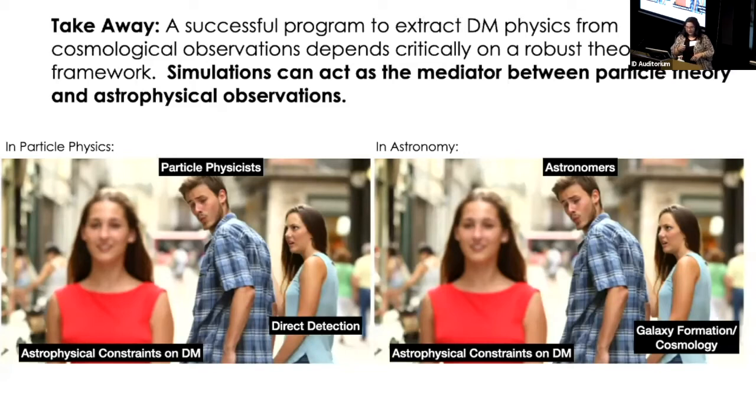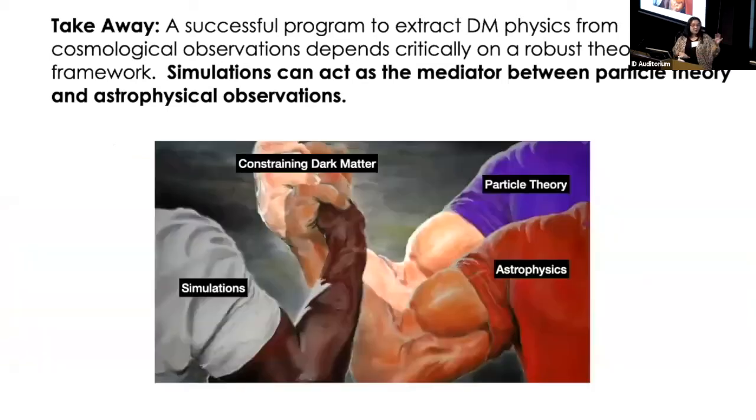And so in the last few years, in astronomy, people like me have been like, astrophysical constraints on dark matter, right? And in the particle community, particle physicists, in light of direct detection only giving limits, have started to look towards astronomy. And we've been kind of working in parallel when things should really look like this, okay? Particle theory and astronomy need to be working together, and simulations are the way to do it, okay?